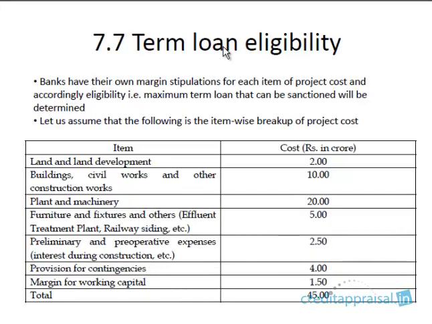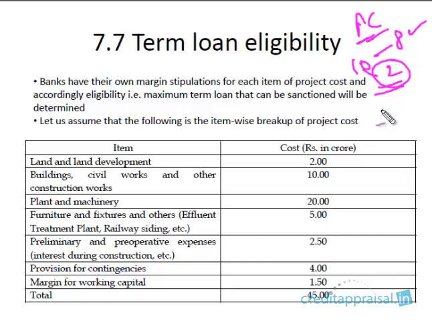Welcome back. We are now in segment 7.7, and in this segment we'll be discussing term loan eligibility. So when a company is undertaking a project at a project cost of, say, 10 crores, it is asking for a term loan of 8 crores, and the promoter says we will bring in our margin of 2 crores. You sanction 8 crores. So will the bank sanction 8 crores? That is the question.